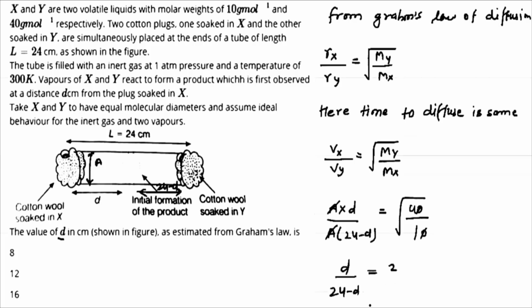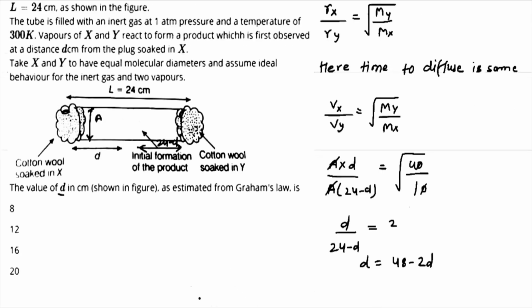Cross multiplication: d equals 48 minus 2d, so 3d equals 48. So d equals 48 by 3, that will be 16. So d equals 16. So the answer will be option third, option C. Okay, thank you.